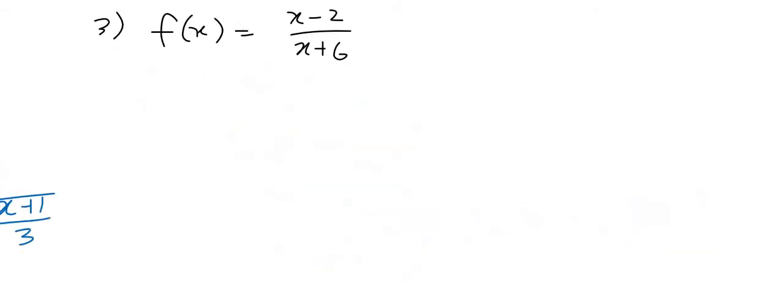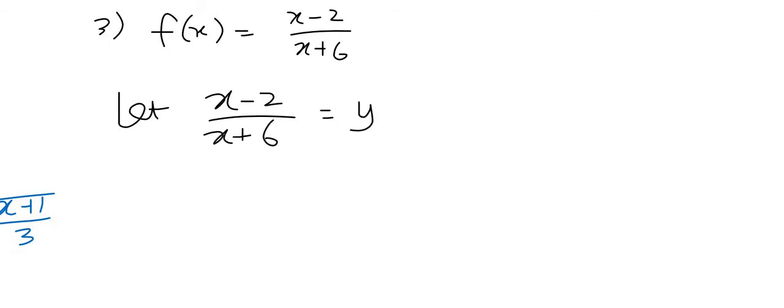Alright, let's look at another example. Example 3 is a little bit more difficult because it contains fractions, but don't fret. We're just going to follow the same steps, and some of the steps include things that you have learned in the previous lessons on linear equations and subject of formula, so don't worry. So the first step is to actually let (x minus 2) over (x plus 6) equal y, and then make x the subject of the formula.